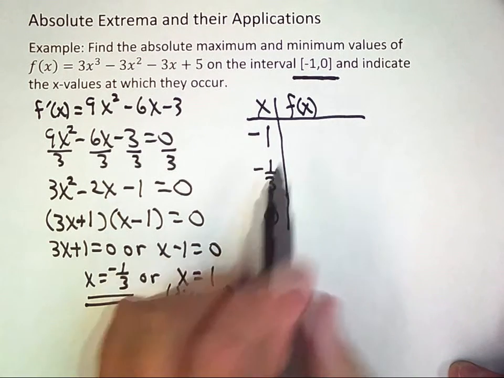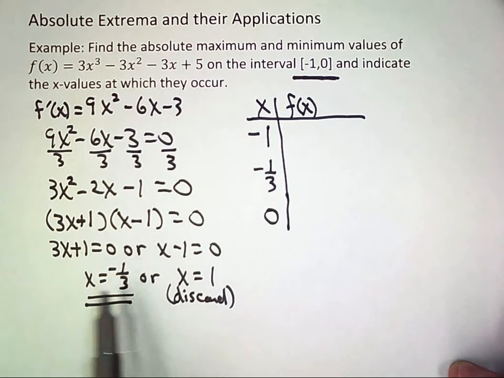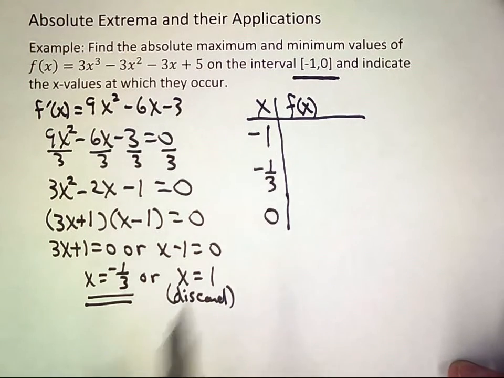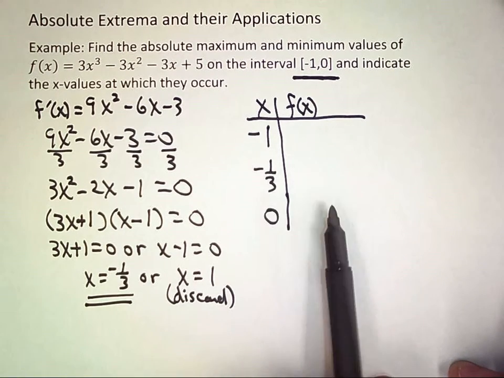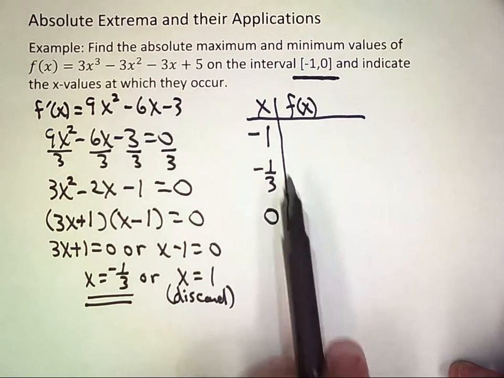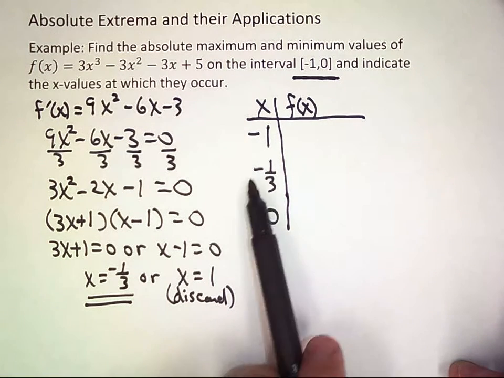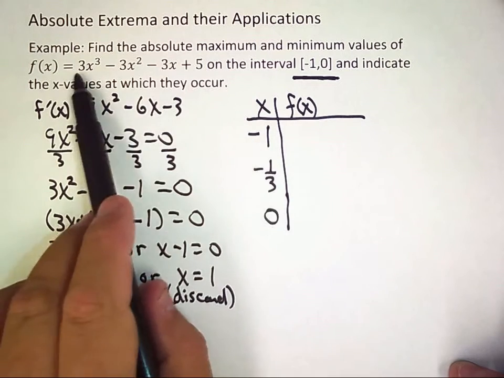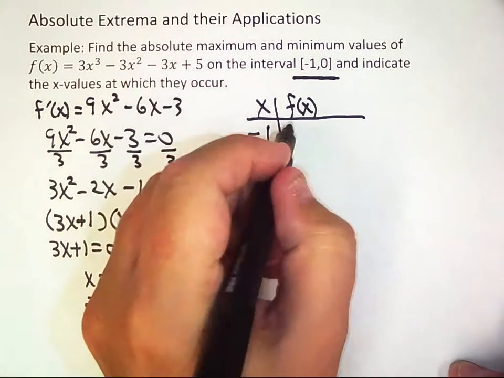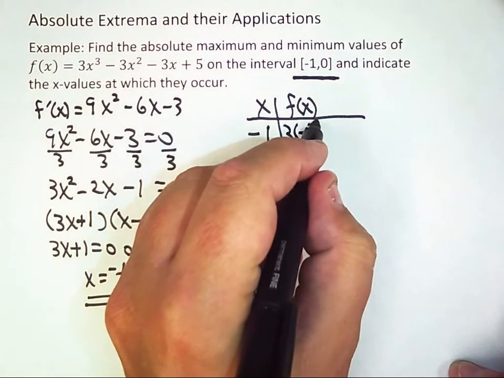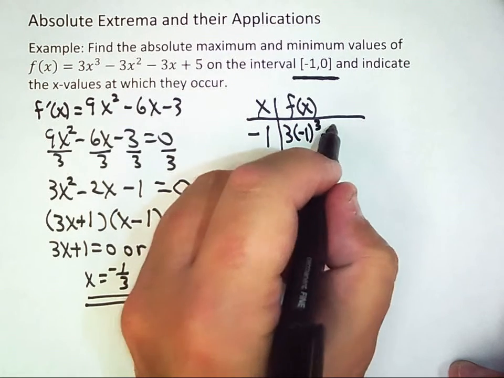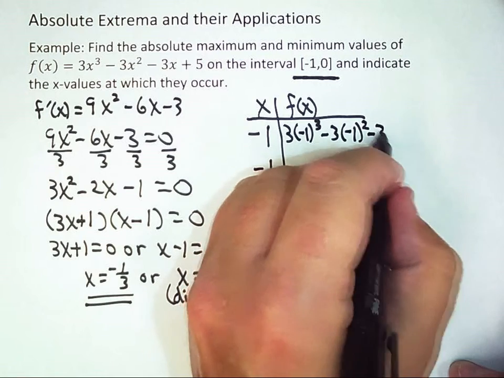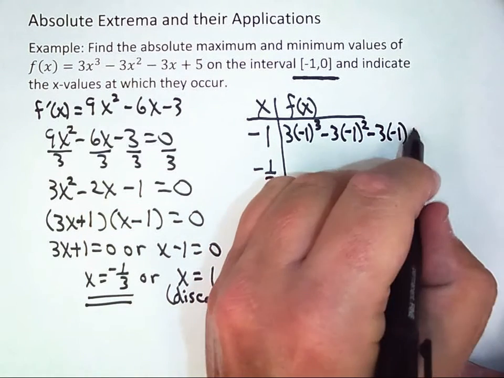So I'm taking my two endpoints and any critical values I get, putting them in order from smallest to largest, and I want to calculate all my y values. The largest of the y values will be the absolute maximum, and the smallest of the y values will be the absolute minimum. So if I take -1 and plug it back into this function, I get 3 times -1 quantity cubed minus 3 times -1 quantity squared minus 3 times -1 plus 5.